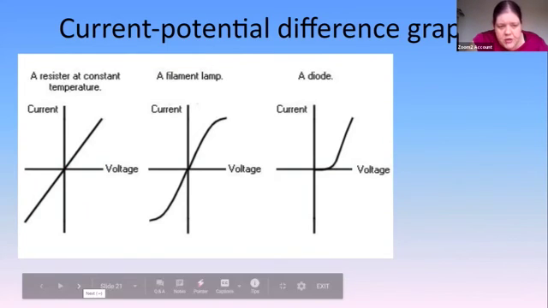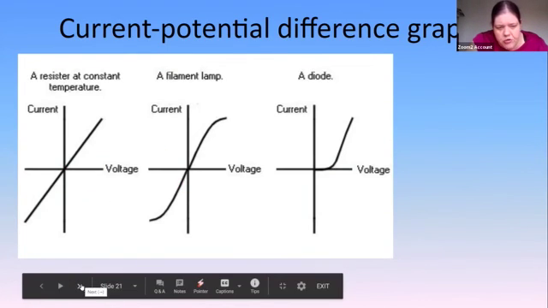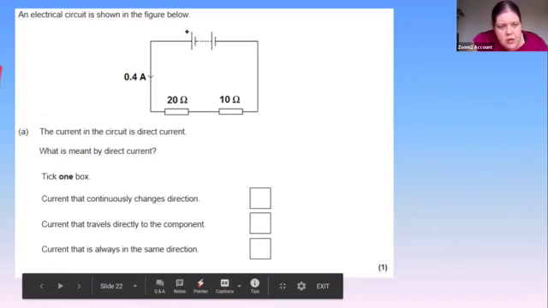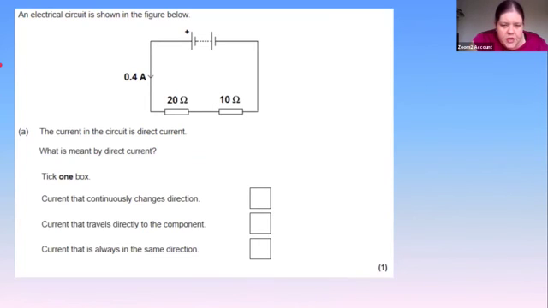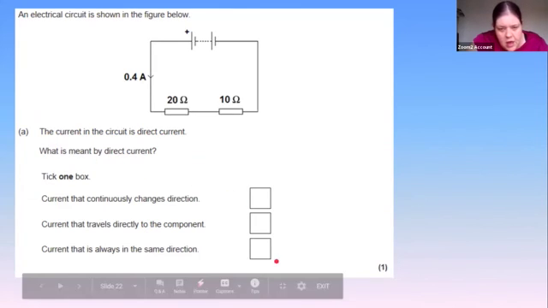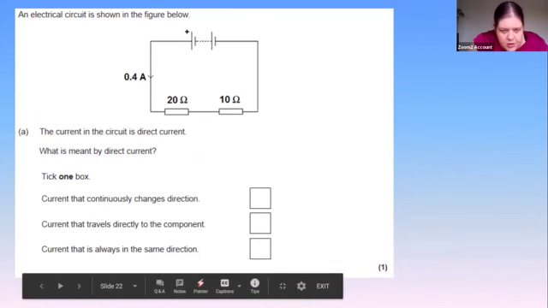Okay, and I'm sorry this is all random bits and bobs, it's just me trying to pick bits that you need. Okay, this links into mains electricity and one of the big bits that I was going over and over last week. So an electrical circuit is shown in the figure below. The current is direct. What is meant by direct current? And you know what's coming up, don't you?